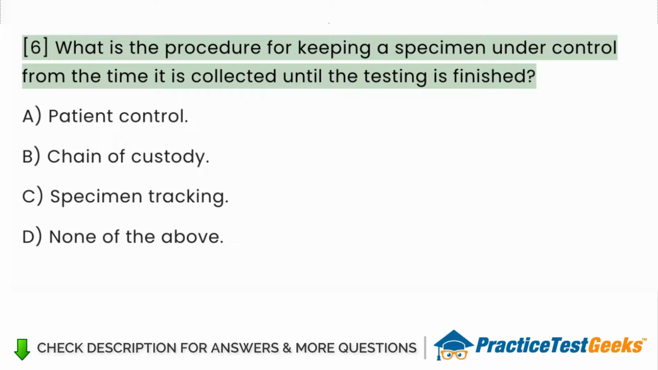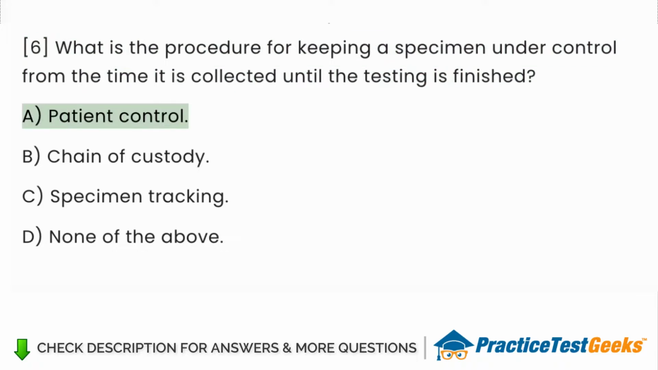What is the procedure for keeping a specimen under control from the time it is collected until the testing is finished? A. Patient control. B. Chain of custody. C. Specimen tracking. D. None of the above.